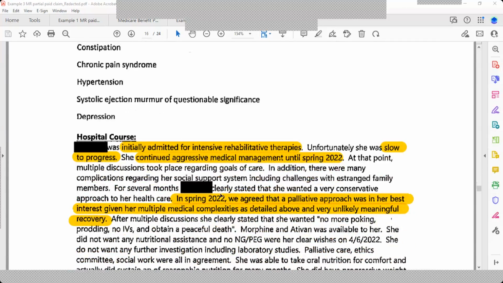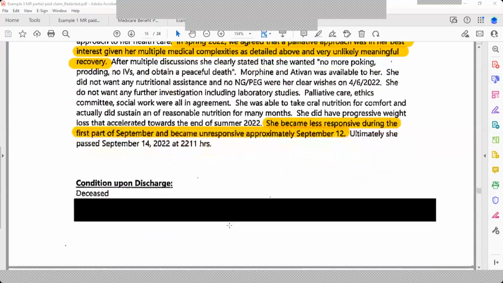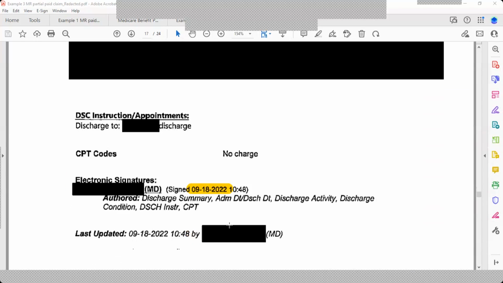Per the discharge summary, the patient was initially admitted for intensive rehabilitation therapies. However, she was slow to progress. The patient continued aggressive medical management until the spring of 2022. At that time, a palliative approach was started for the patient. The patient began to become less responsive at the beginning of September, eventually becoming unresponsive around September 12th. The discharge summary was then electronically signed, dated, and timed by the physician on September 18th, 2022.